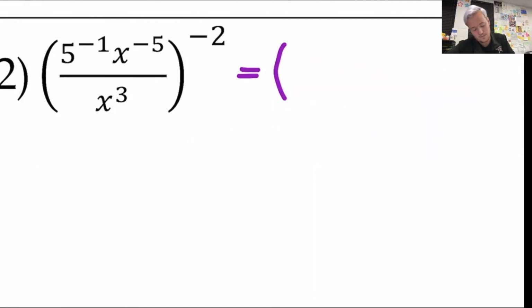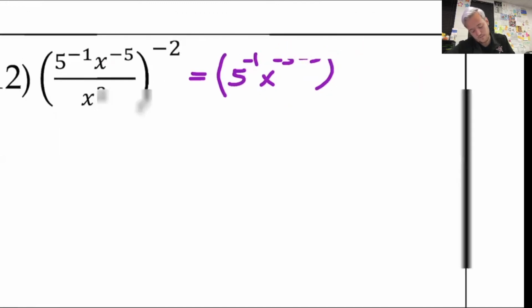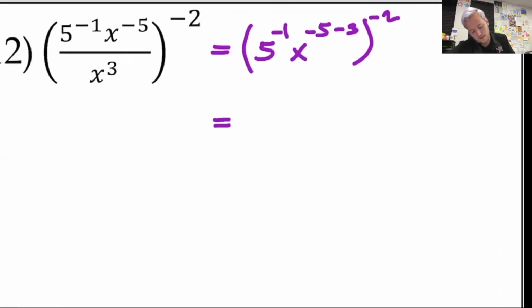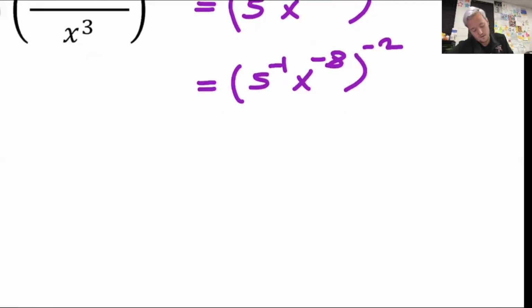Actually, no, let's not do that. 5 to the negative 1, x to the negative 5 minus 3, all to the negative 2, which means here you're going to have 5 to the negative 1, x to the negative 8 to the negative second power. Then here I can do power rule and actually distribute that exponent. So I'm going to have 5 to the negative 1 times negative 2, then x to the negative 8 times negative 2.